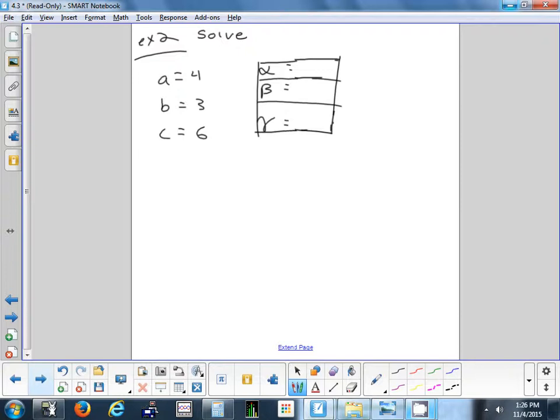Okay, and our last type is where we know all 3 sides. Okay, so this is side, side, side.